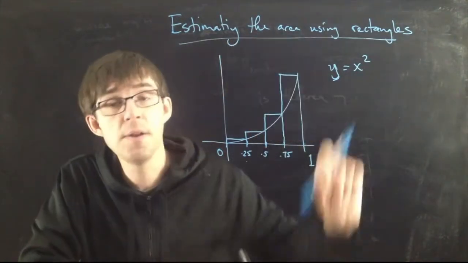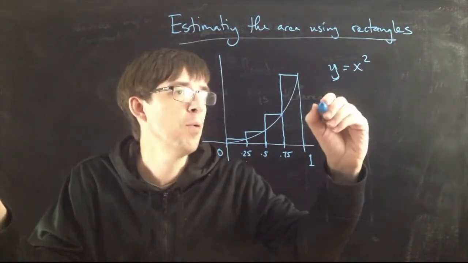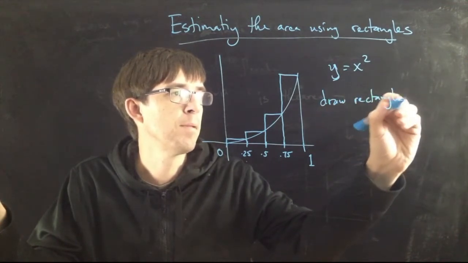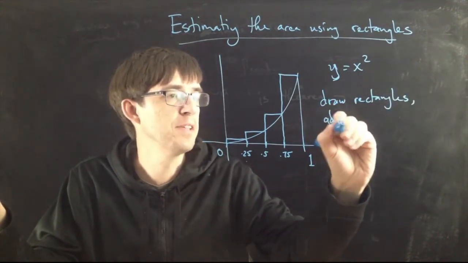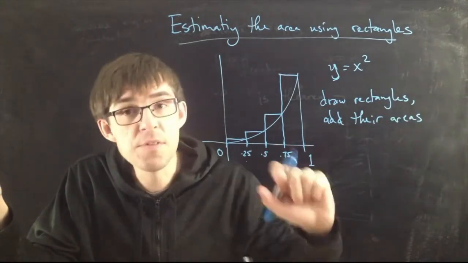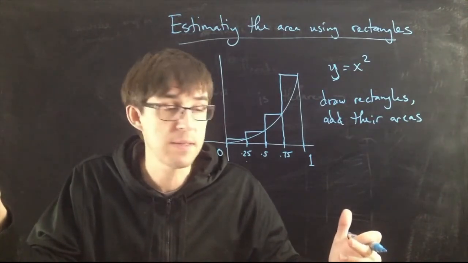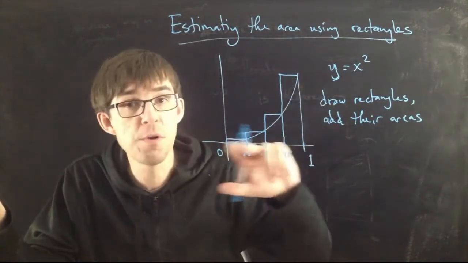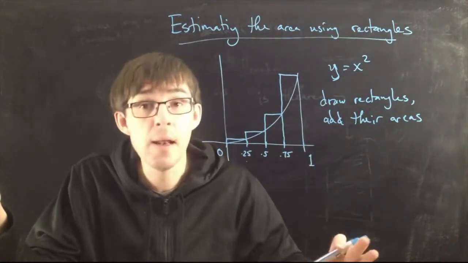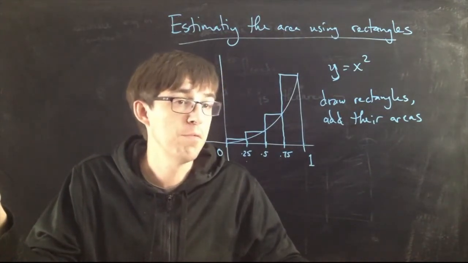That's the idea behind this strategy that we're going to talk about today. Estimating the area using rectangles. We draw rectangles and then add their areas. Adding the areas of the rectangles is easy, right? Just because everybody knows how you find the area of a rectangle. Nobody knows how you find the area of this weird curved shape, but the rectangles are easy enough to add up. And you will get, like I said, an estimation of the area of the curved region.